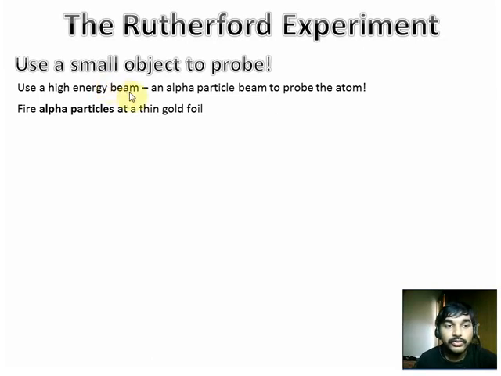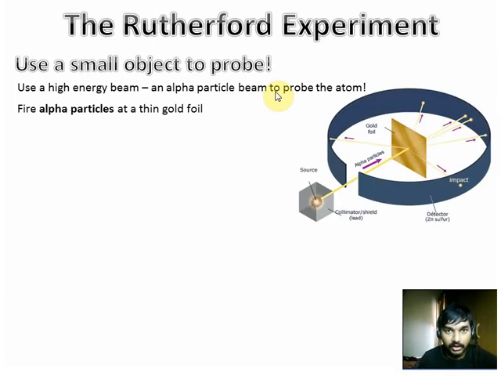Lord Rutherford used a high energy beam, an alpha particle, which was used to probe the atom, and these alpha particles were directed at a gold foil. Here is what the experimental apparatus looks like. There is a source of alpha particles right inside this lead container, and the lead container prevents the alpha particles from moving out in other directions. There is a small hole right in the middle in the front, and the alpha particles move through that hole and strike this gold foil.